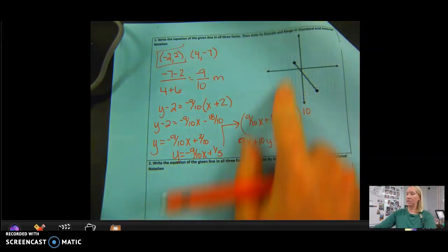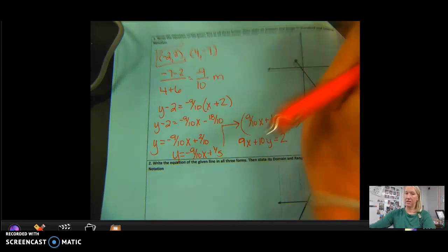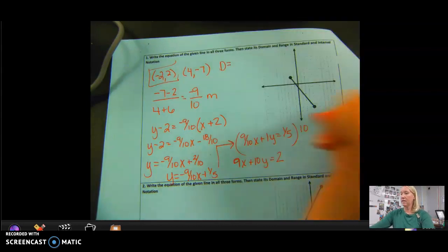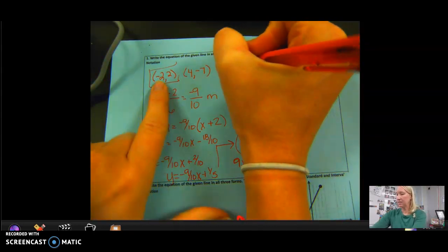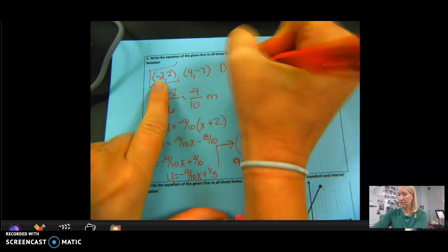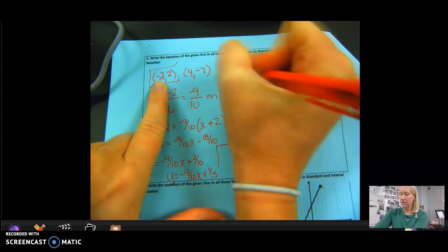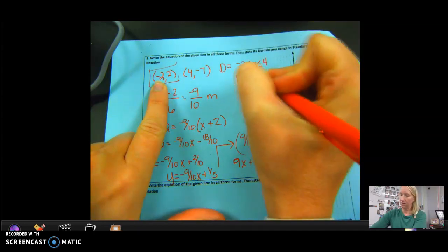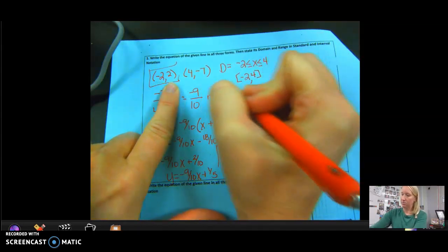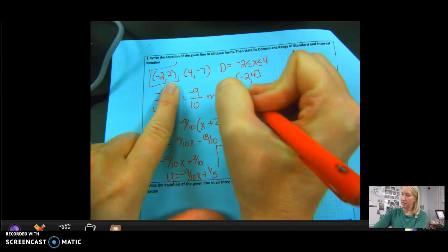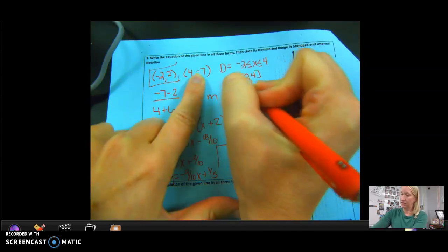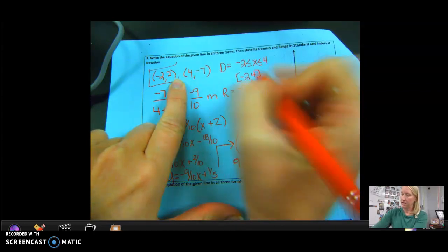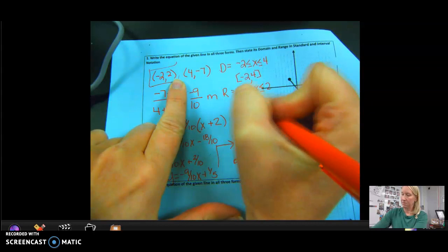Then if I need to do interval and standard notation, so domain. In standard, my domain, my x's go from negative 2 is less than or equal to x, which is less than or equal to 4. In interval notation, that would be bracket negative 2, comma 4 bracket. Range goes from negative 7 over here, it's smaller, is less than or equal to y, which is less than or equal to 2. And then interval would be negative 7, comma 2.